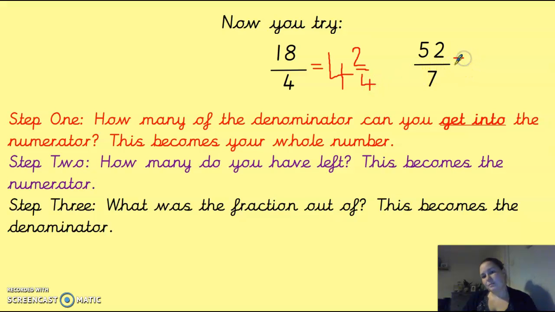Then this one, how many 7s are there in 52? I'm going to do my 7 times table. There are 7 7s. That will get me to 49. And then there are 3 left over. So it'll be 7 wholes and 3 7s.